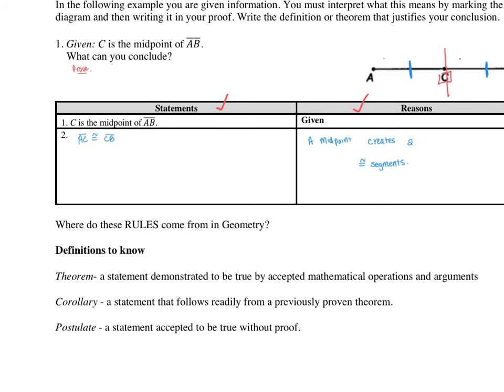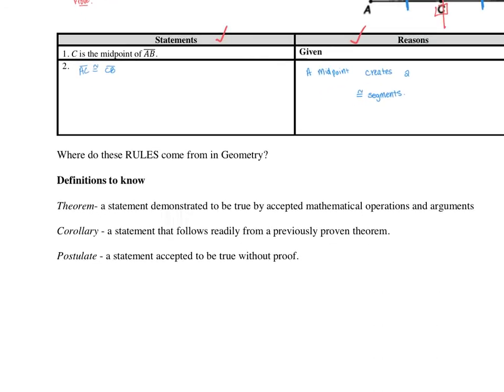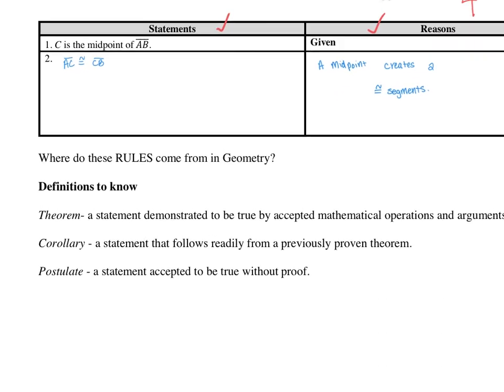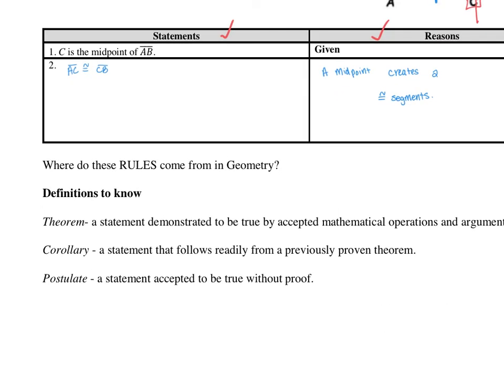All right. Now, where do these rules come from in geometry? We're going to be looking at them over the next few months, because we're going to do at least 2 whole proofs units, and then in our future units we're going to have at least a day or two of proofs in each one, and algebra. So where do these rules come from? These rules come from our theorems, our corollaries, and our postulates.